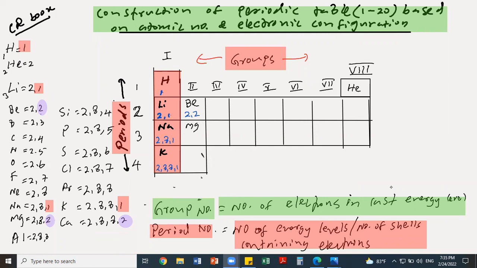Magnesium has outermost 2 electrons and there are 3 energy levels or 3 shells. Why 3 shells? Third period. Why 2 electrons? Outermost 2. Therefore, by looking at the configuration, we can decide the position of that element in the periodic table. How to decide the position? Based on the electronic configuration. You can decide the row to which it belongs as well as the group to which it belongs by looking at only the configuration.